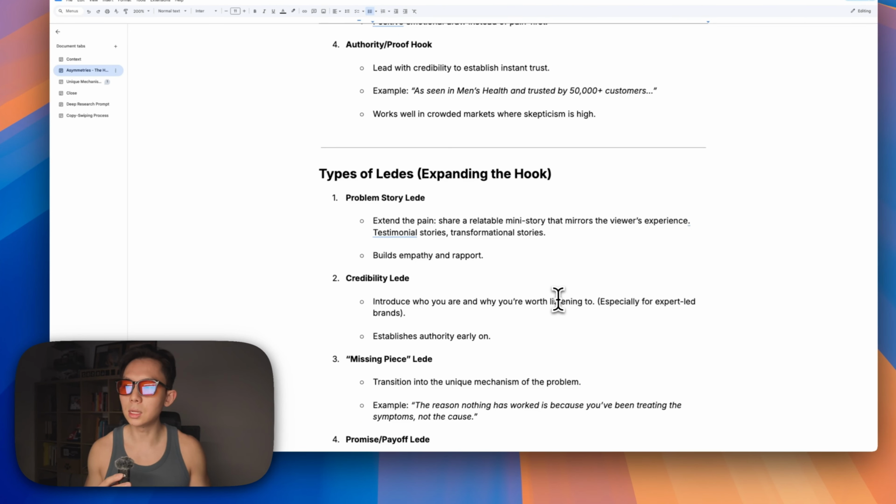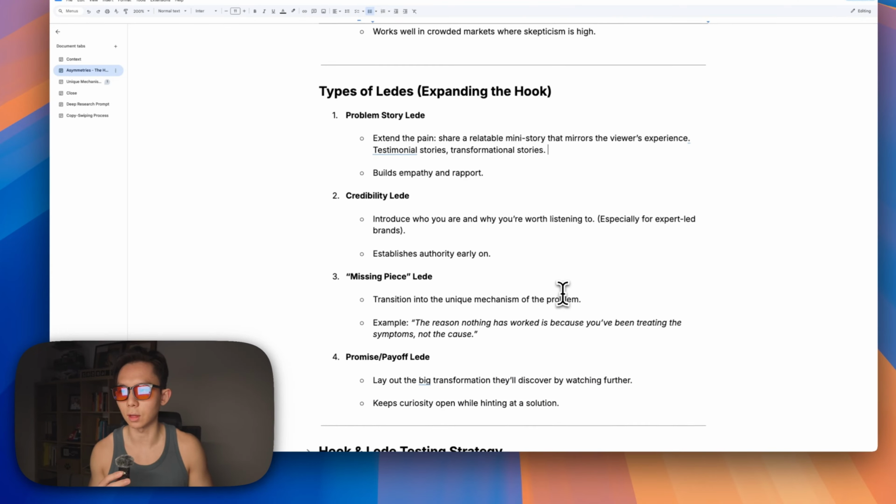Next is the credibility lead. This introduces who you are as the founder or brand spokesperson and why you're worth listening to. This is especially important for expert-led brands. If you look at a brand like Dr. Marty Pets, they use a lot of credibility lead because the pet food industry is a pretty saturated space. But when you lead with credibility, you can establish authority early on, and consumers are more willing to listen to you because perhaps you have some unique insights to share with them.